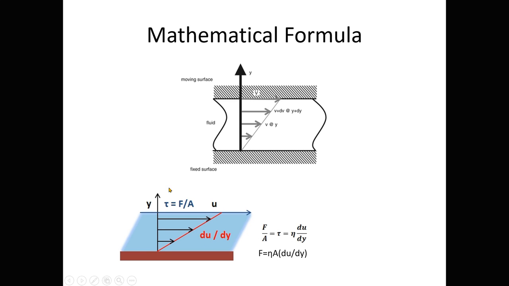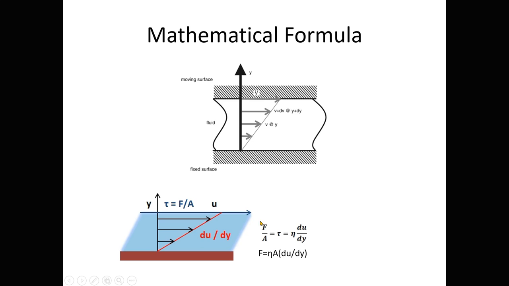Now, when a liquid flows through a pipe, the liquid layer experiences a force. If the liquid layer's area is equal to A, and the force experienced by that liquid layer is equal to F, then F by A, where F is the force.